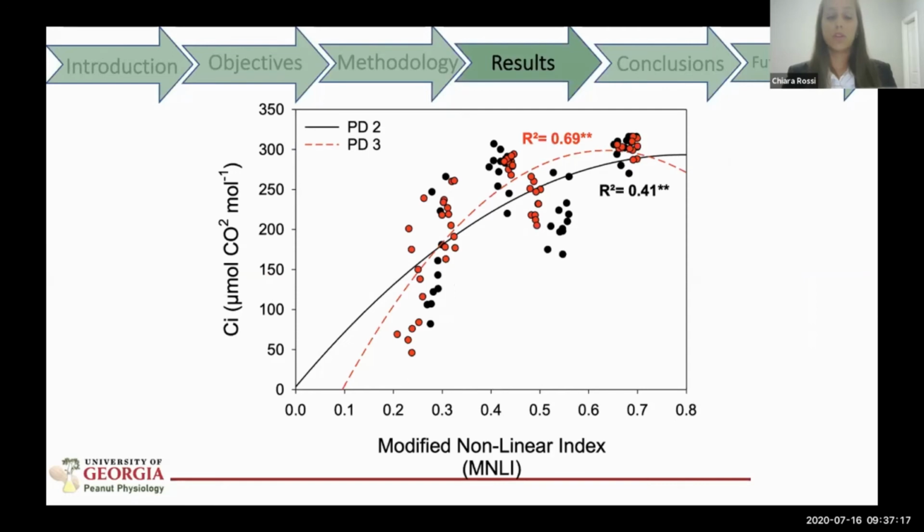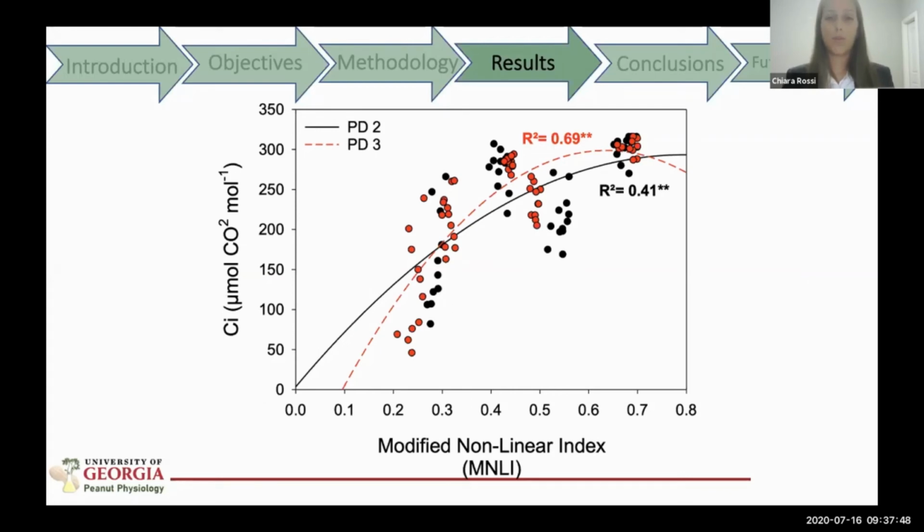So I will show you now some of the results. All of them are built in the same way. So we have the vegetation index on the x-axis, while on the y-axis we have the physiological parameter. Then we have both planting dates, so second and third. For the second planting date, we use a black color, while for the third one, a red color. So this first graph is about the CO2 concentration inside the leaf and the modified nonlinear index.